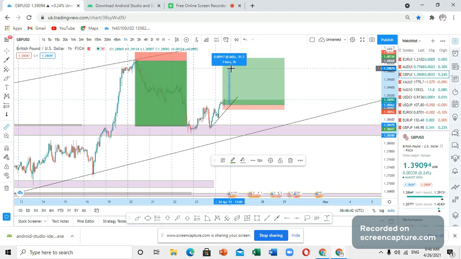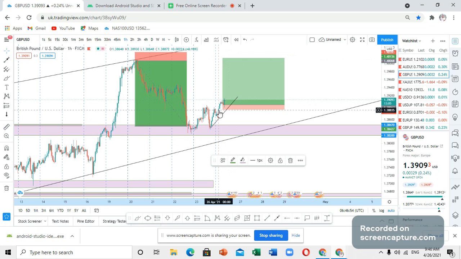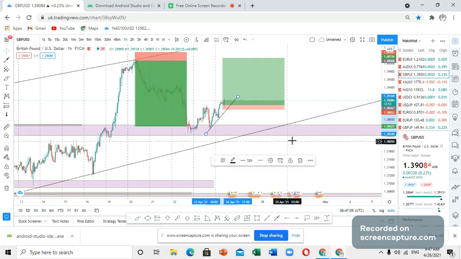So as you can see, currently the market is still moving to the upside. I'm just waiting for it to move to the upside so that I can move my stop loss to that position. So that is the whole plan that I have for GBP USD, and hopefully for those who like to get into the market, there's still a lot of buying opportunities in the GBP USD.